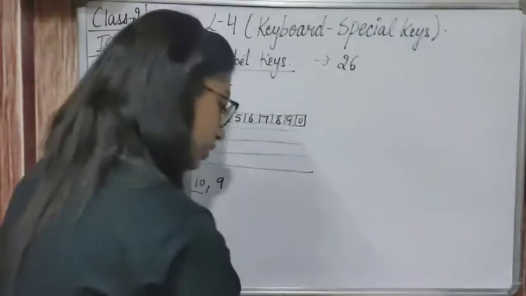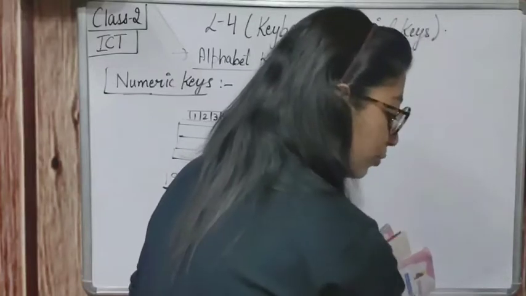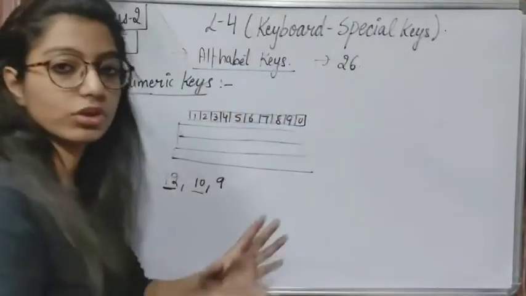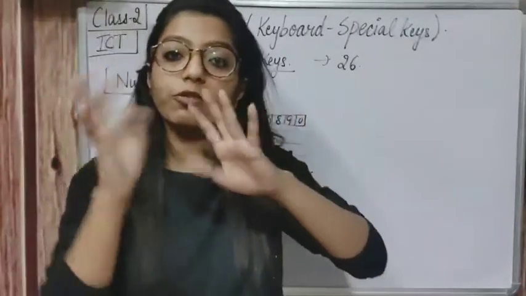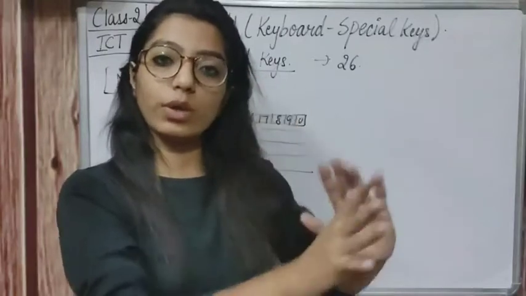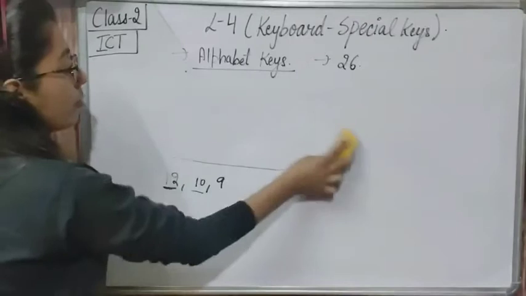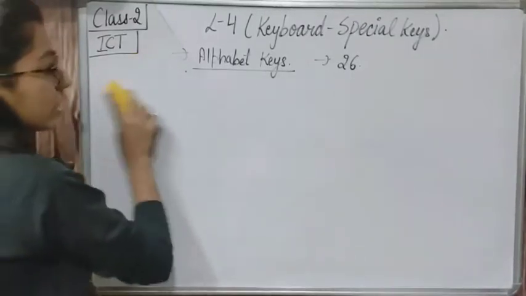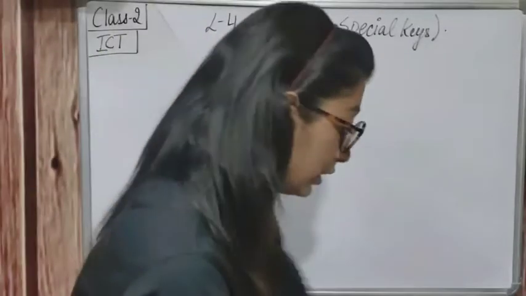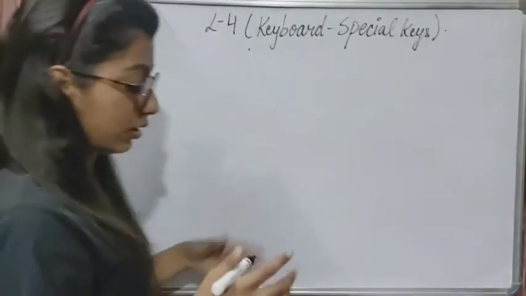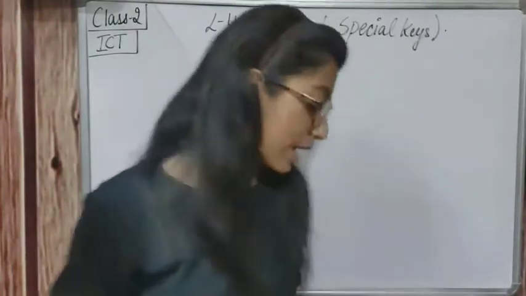See, just at the right side of the keyboard, I have shown you the keyboard, and there you had seen a different portion given, that is also number keys. So I will be telling you about that. Number keys are also present on the right side of the keyboard. This is called the numeric keypad.